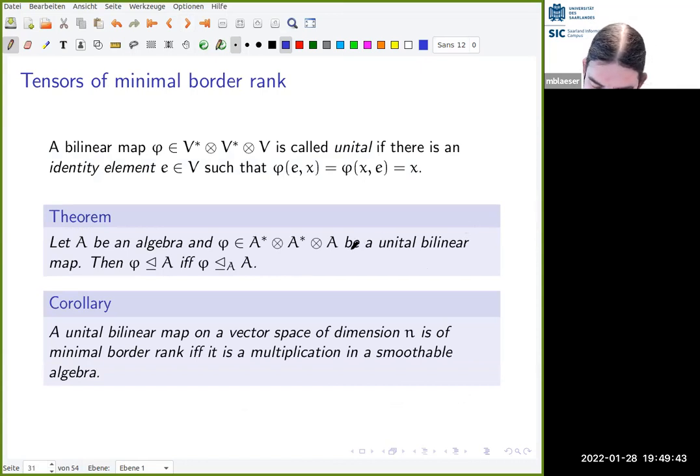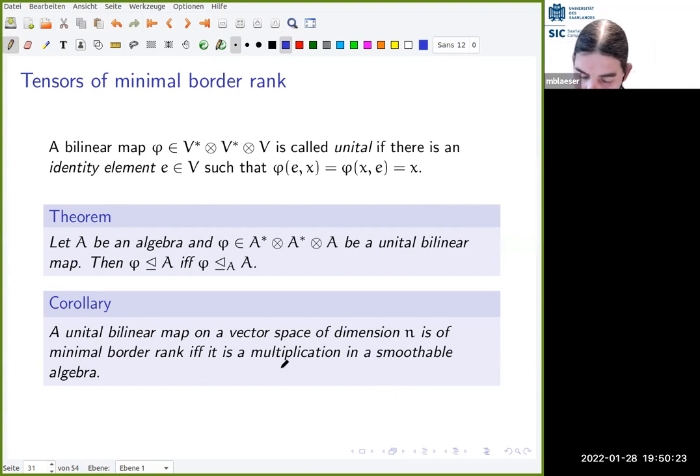So what we have essentially proved here is, whenever you have a special bilinear map, which is called unital, that means there's an identity element in this bilinear map. In particular, the multiplication map of an algebra is always unital. And for unital bilinear maps, tensor degeneration and algebra degeneration are the same. And this means that a unital bilinear map, this corresponding tensor here, has minimal border rank if and only if it's a multiplication in a smoothable algebra.